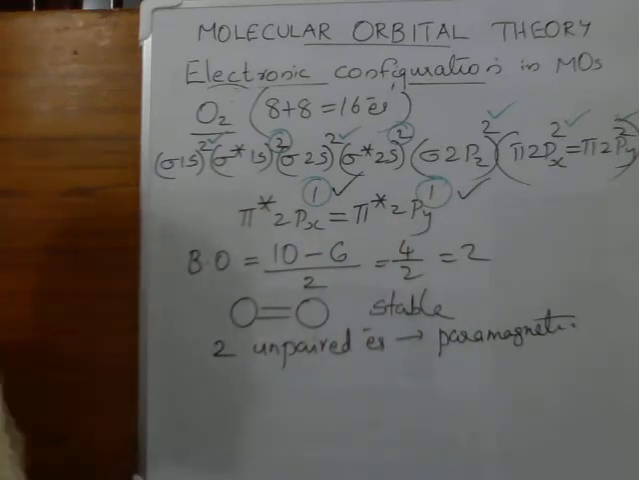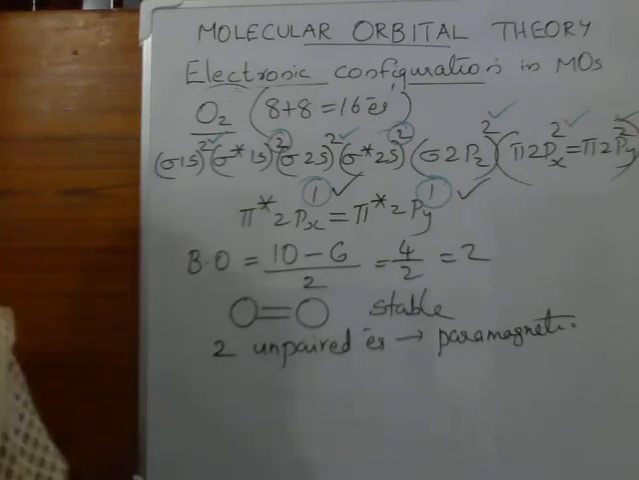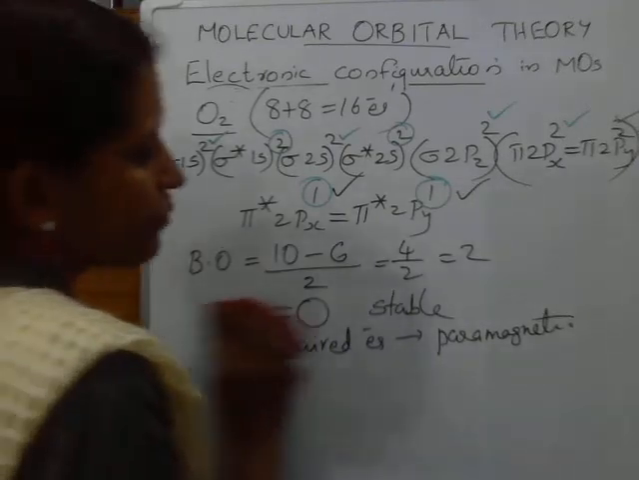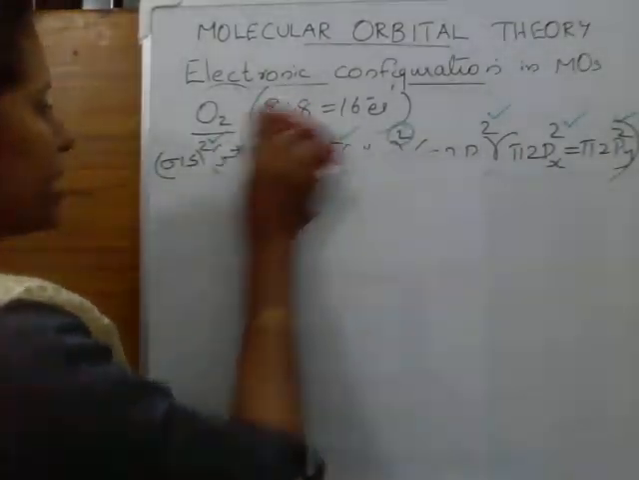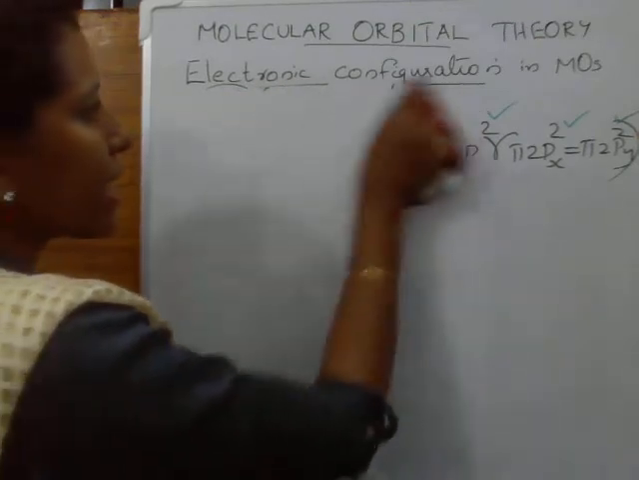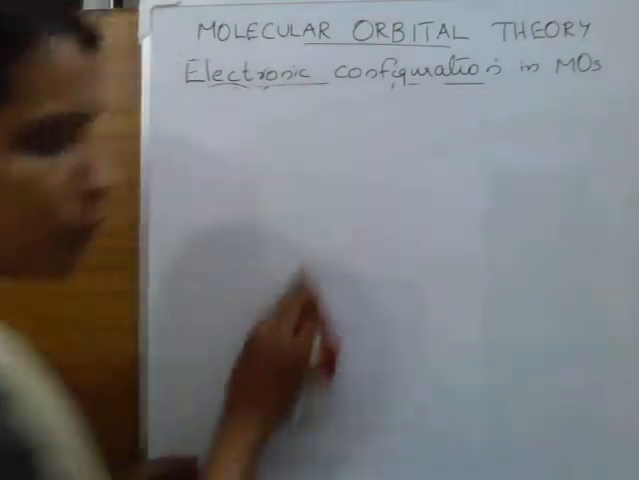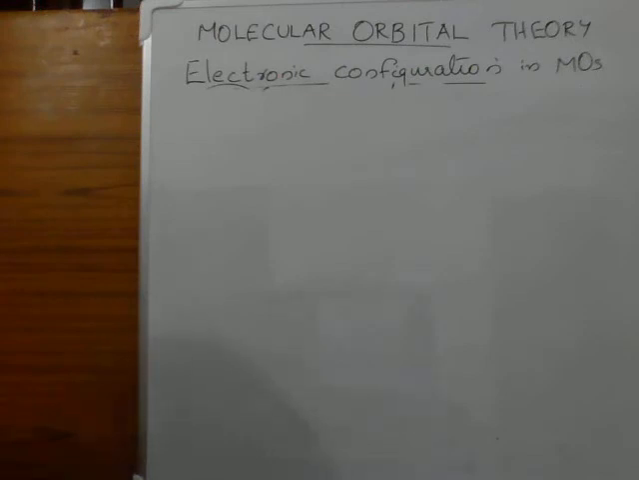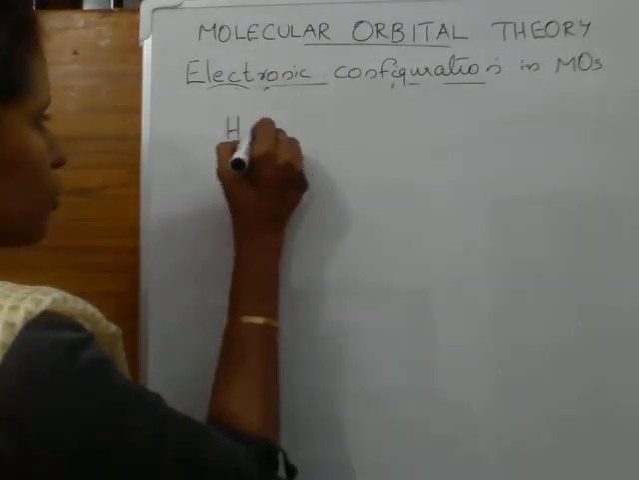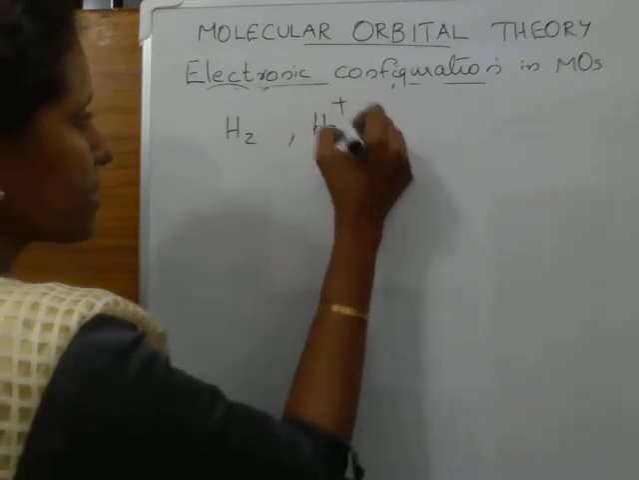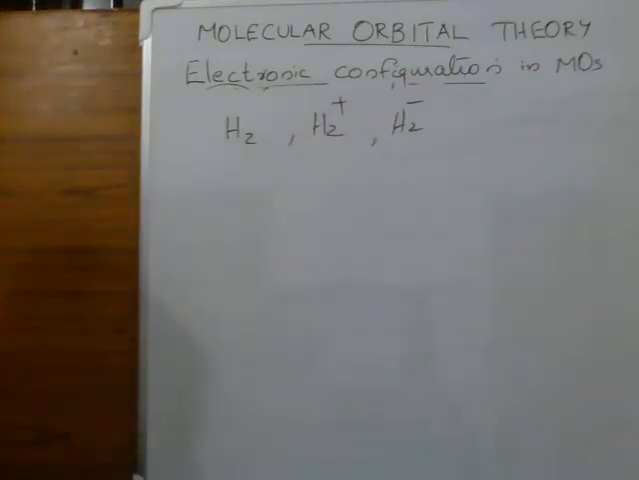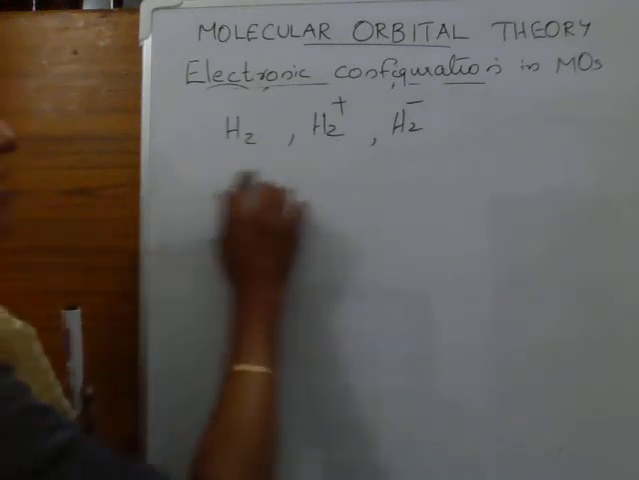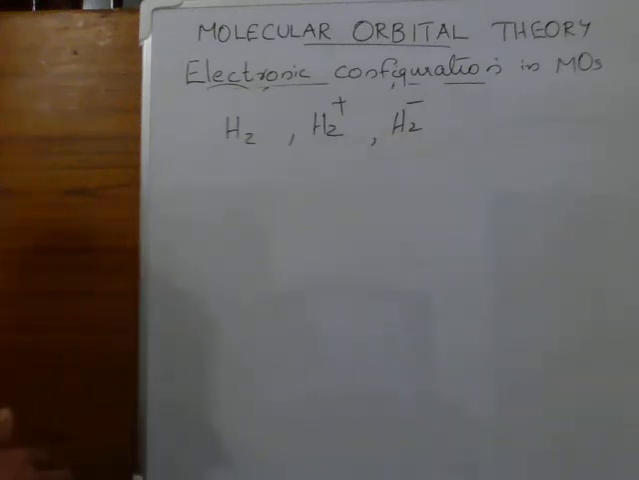In the same way, you can write the molecular orbital configuration of the fluorine molecule and the neon molecule and predict their stability and magnetic nature. If we have to compare the stability of three species, say H2, H2 plus, H2 minus, how do we compare the stability of these three?